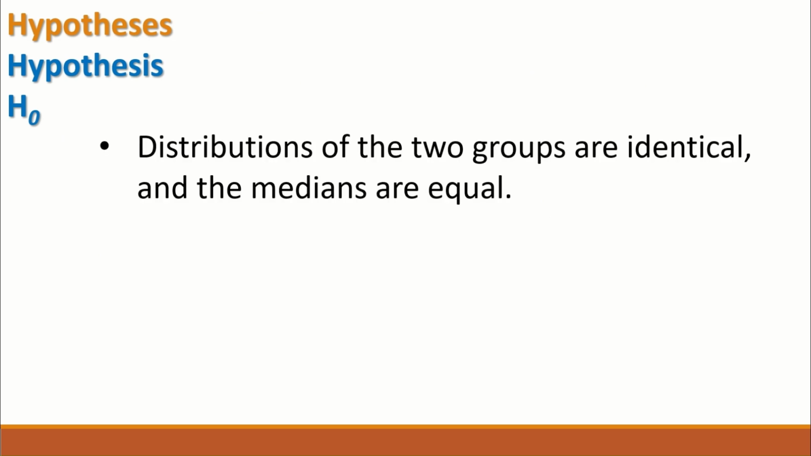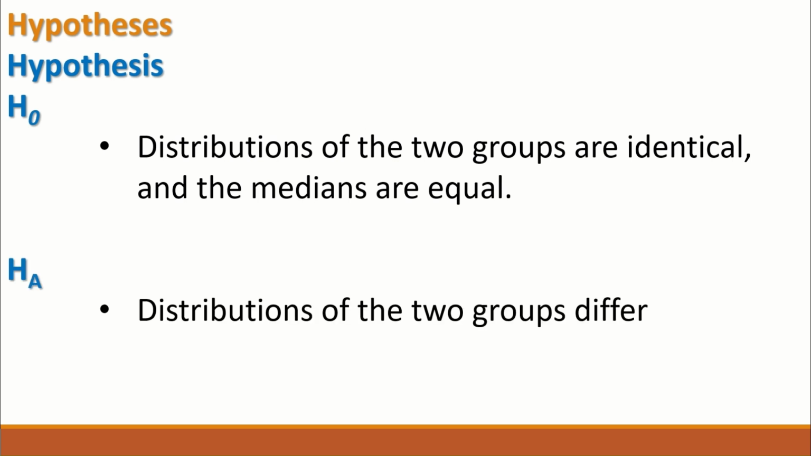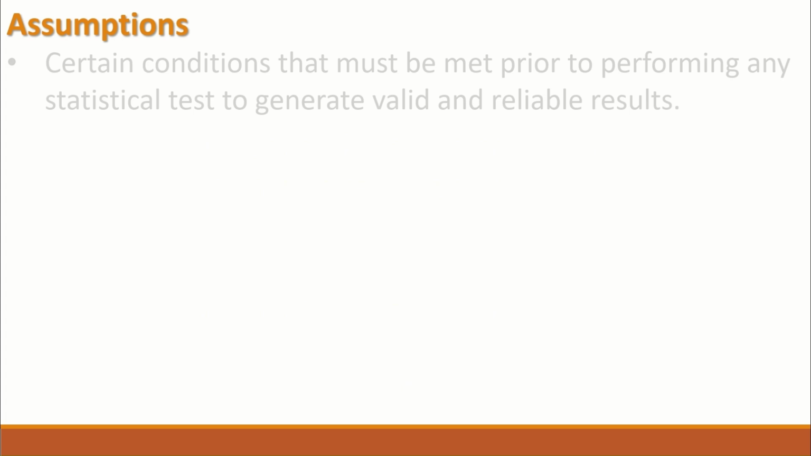So to perform the test, hypotheses have to be generated. The null hypothesis will state that the distribution of the two groups are identical and the medians are equal. The alternative hypothesis will state that the distribution of the two groups differ. The way to accept or reject the null hypothesis is based on the p-value. If it is less than 0.05, then reject the null hypothesis.